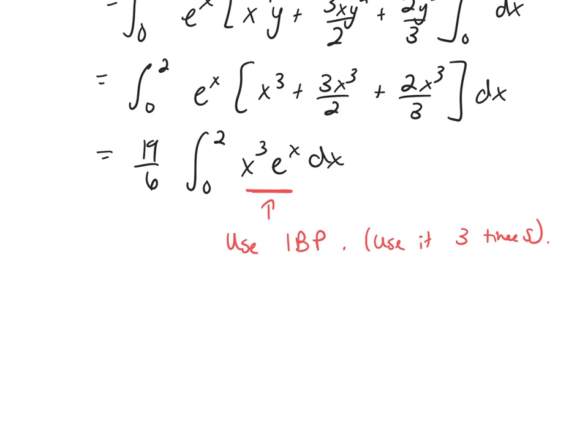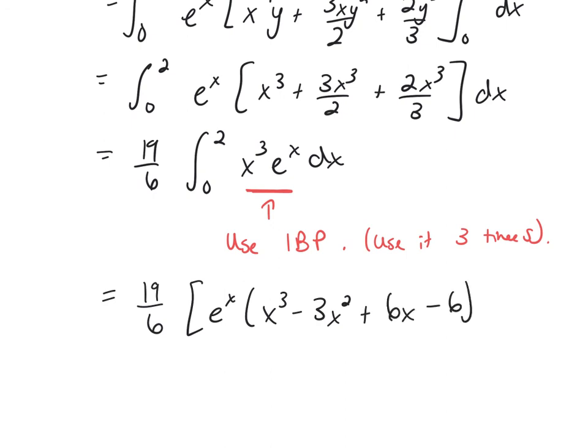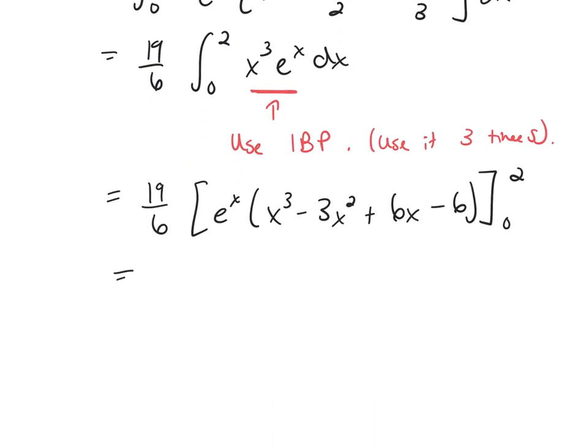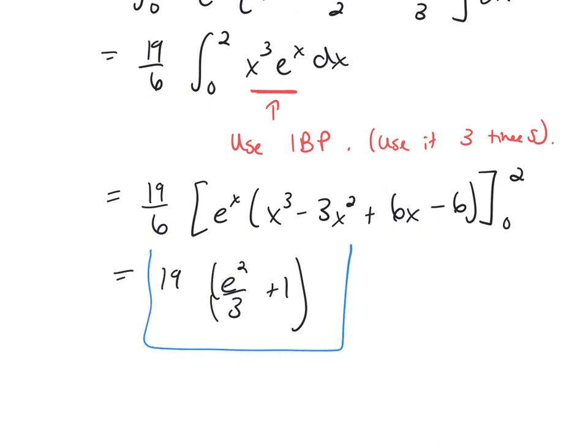All right, so if you use integration by parts here, you're going to get e to the x will appear in all of the terms. So I'm going to factor it out. It'll be x cubed minus 3x squared plus 6x minus 6. And plug in top number minus bottom number. You'll get 19 e squared over 3 plus 1. And that is my answer for this iterated integral.